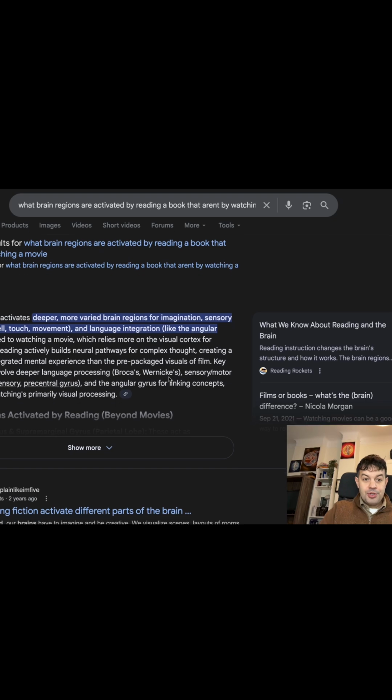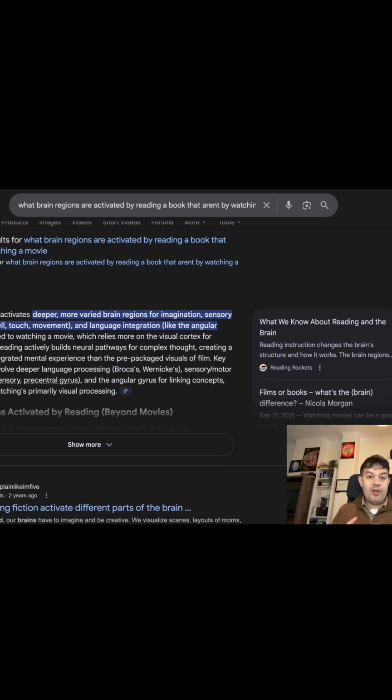Also, reading a book activates deeper and more varied brain regions for imagination, compared to watching a movie, which relies more on the visual cortex for passive intake. Reading actively builds neural pathways for complex thought, creating a richer, more integrated mental experience than the prepackaged visuals of a film. So, key unique areas when reading a book involve deeper language processing.